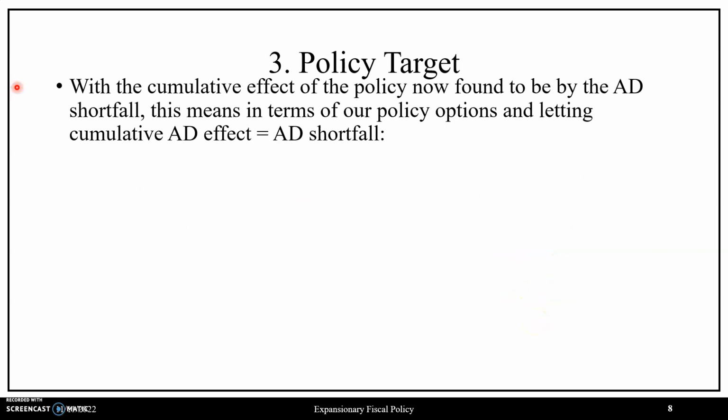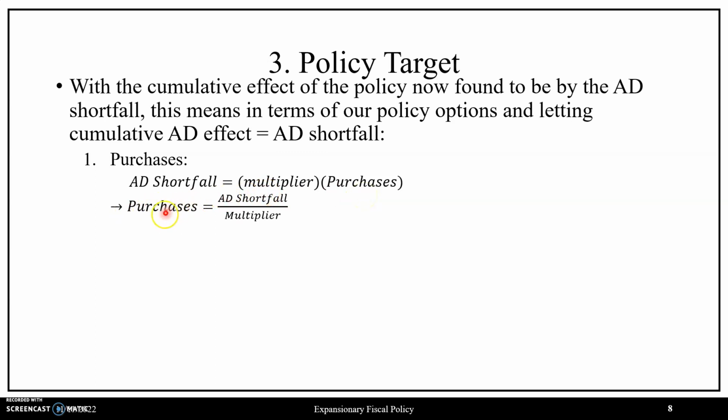So with the cumulative effect of the policy now found to be by the amount of the 80 shortfall, this means in terms of our policy options, and letting the cumulative aggregate demand effect equal the 80 shortfall, let us see what that means in terms of our formulas that we derived in the last video. Beginning with government purchases, we've seen that the cumulative effect of a government purchase change, if we let that equal the 80 shortfall, will be the multiplier scaled by government purchases, where solving for government purchases, this means dividing through by the multiplier.